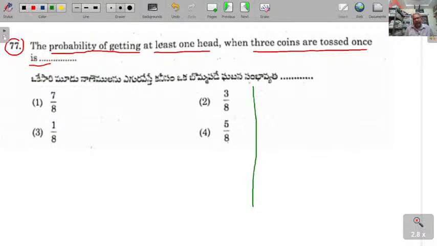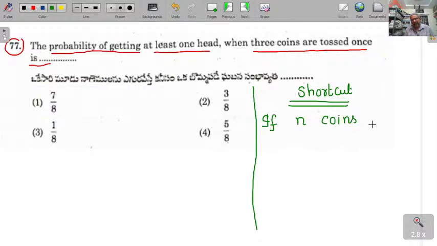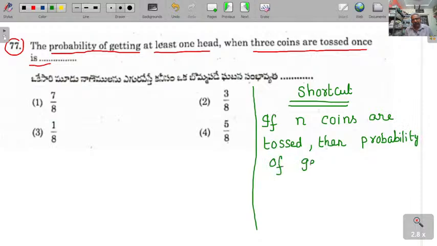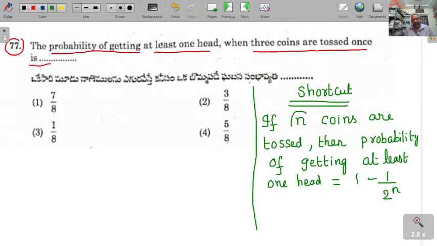I will give a beautiful shortcut to you. See, if n coins are tossed, symmetrical coins only, then the probability of getting at least one head is equal to 1 minus 1 upon 2 power n, where n stands for the number of coins.